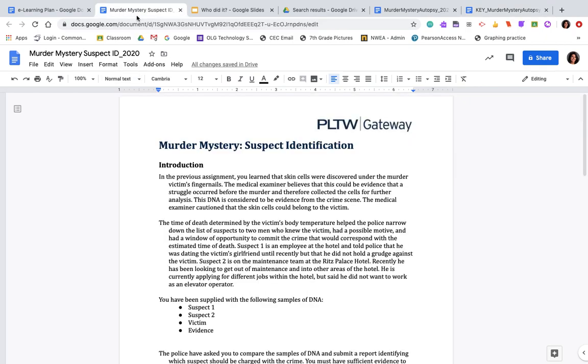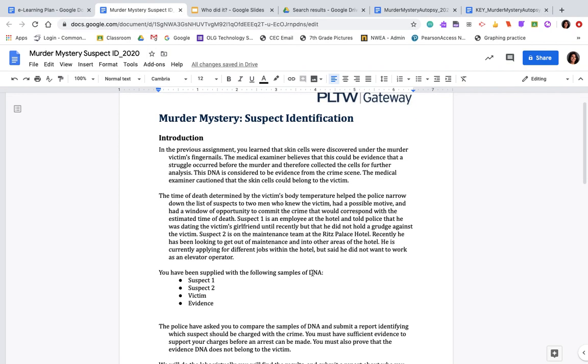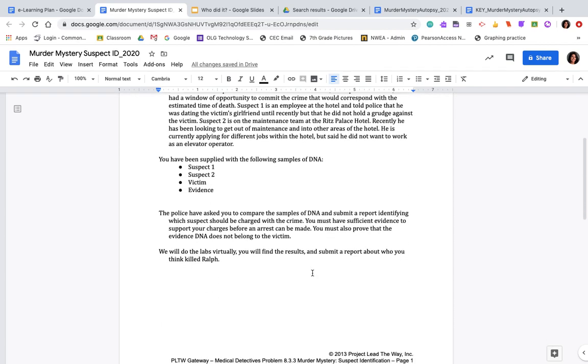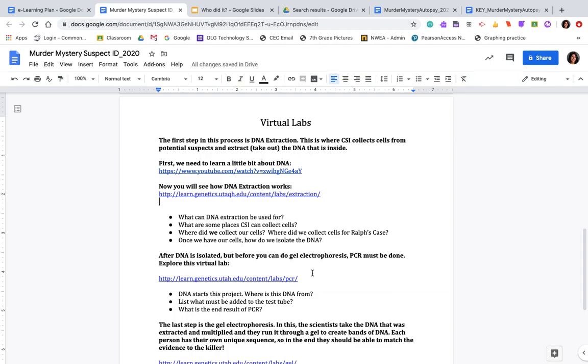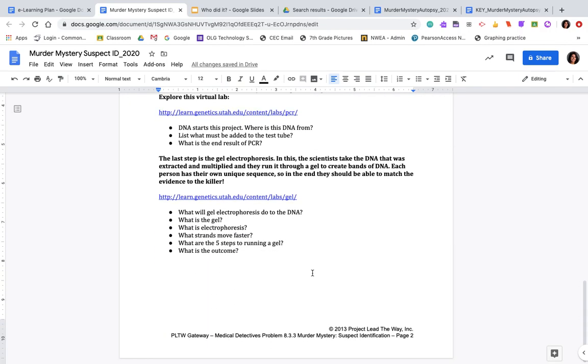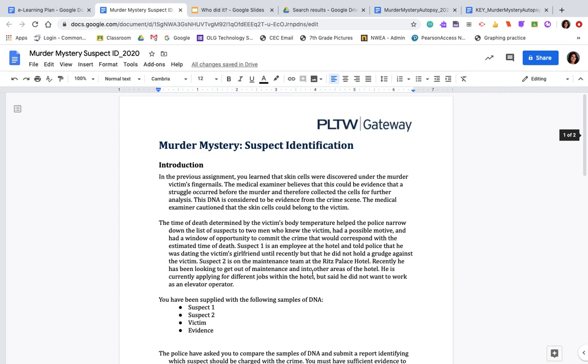In today's post, there's this document, Murder Mystery Suspect Identification. Today we're going to learn who the 2 suspects are. Using the time of death, police were able to find a couple different people and a couple different motives. Then we're going to talk about these labs that you're going to do virtually, and I'll go through those with you. You have 2 class periods to do this, so today and then tomorrow. It will be due on Thursday morning at 8 a.m. And I will let you know what post to do that in.